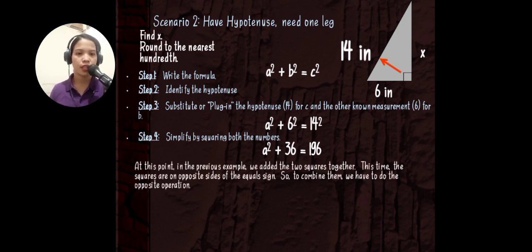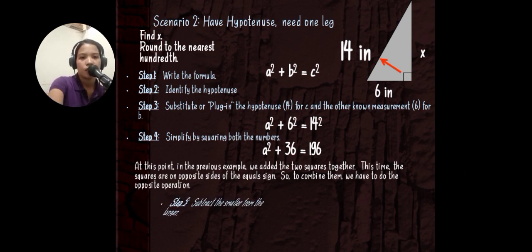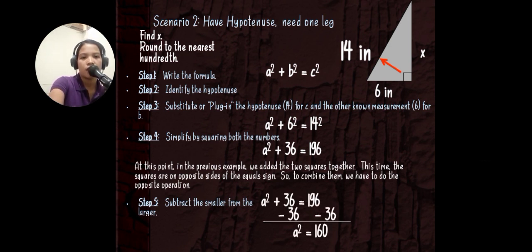So at this point, in the previous example, we added the two squares together, right? This time, the squares are on opposite sides of the equal sign. So to combine them, we have to do the opposite operation. Here we subtract the smaller from the larger.